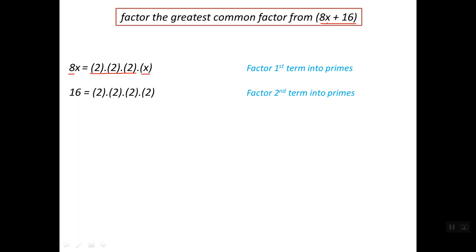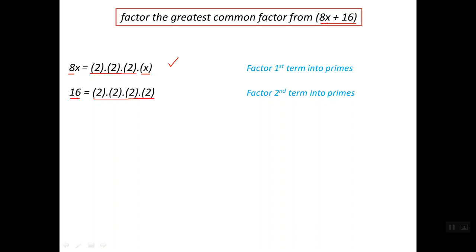Regarding the second term, which is the constant number 16, again, we factor the 16 into its primes. So 16 is an even number, so it can be divided by 2. The result is 8, and 8 can be divided by 2, so the result is 4, and 4 divided by 2 is 2, and 2 divided by 2 is 1. So this is the first step before starting the factoring, which is the factoring of the two terms separately.